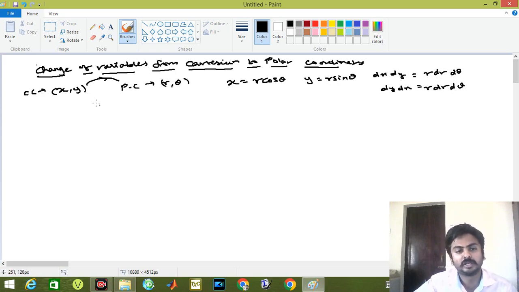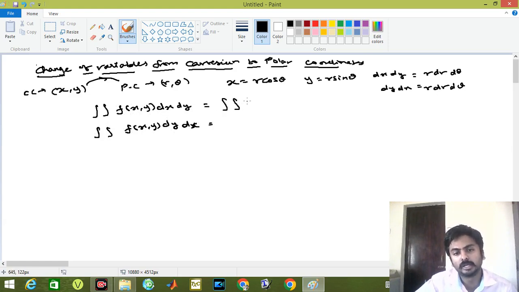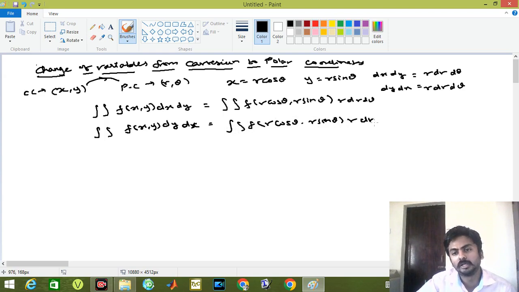So generally when you are considering double integration, you are taking double integral f of x comma y dx dy or double integral f of x comma y dy dx, whatever it is, you will have double integral f of r cos theta comma r sin theta comma r dr d theta. Here also you will get the same thing.